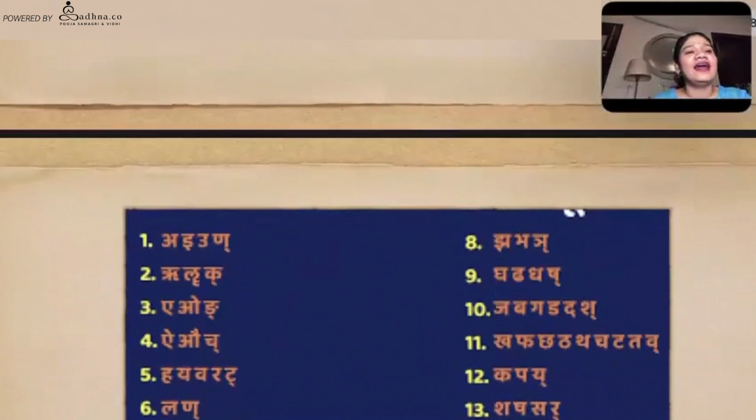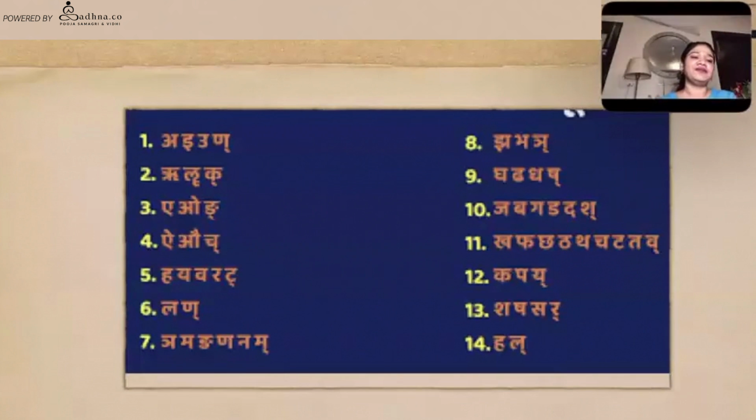Then I am giving you one more beautiful example. It is Maheshwara Sutra. It's a grammar sutra on which Panini's Ashtadhyayi is based. It's Ayun, Rilrik, Aeong, Aoch, Hayavarat, Lan, Yamangananam. I'm not going to read all. What I am going to tell you is, let's say I have one sutra where I am trying to tell you Akaha Savarni Dirga.